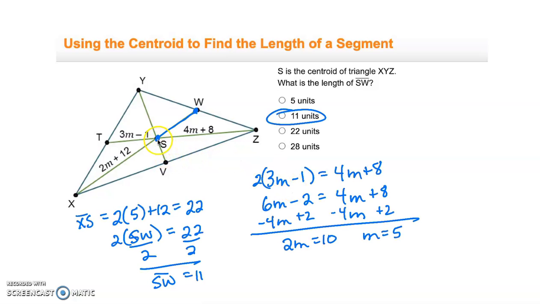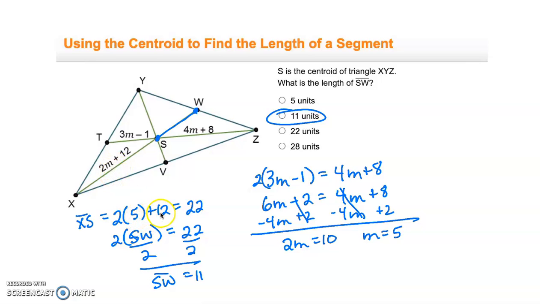All right, you'll notice that for SW we're not given enough information yet, but we know that 4m plus 8 is twice 3m minus 1. So we can solve for m, and we find that m equals 5. If we go through this and get 0 and 0, we have 2m equals 10 and m equals 5. Once we know m is equal to 5, we can substitute into this one.